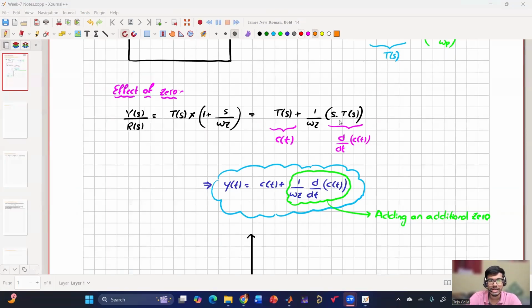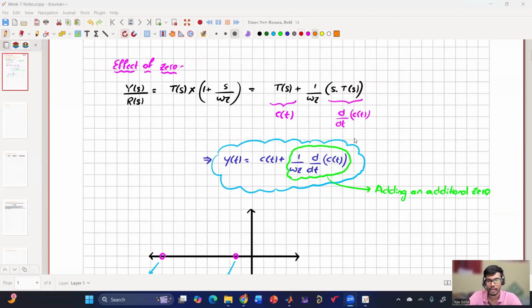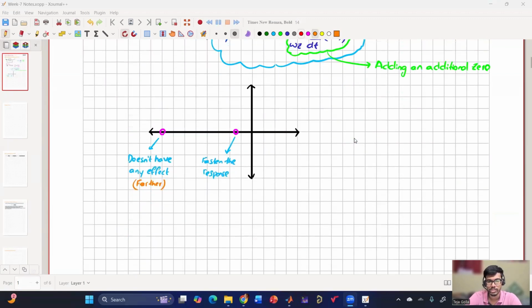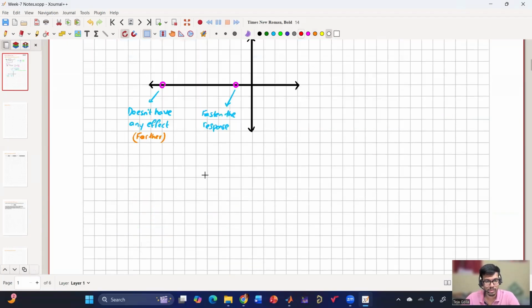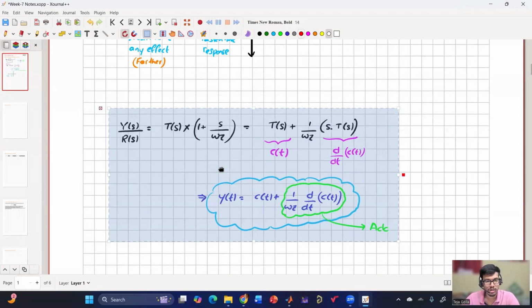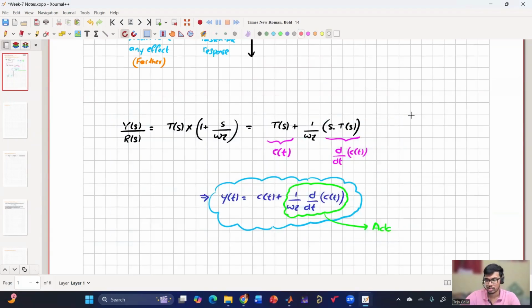Yes, sir. Okay. So now let us see what will be the effect of an RHP zero. Here we have considered an LHP zero, right? So I'll quickly consider an RHP zero. I can copy paste. Instead of plus, here I'll have minus. Here also it will change. Because of this minus, I'll have one minus here and also one minus.